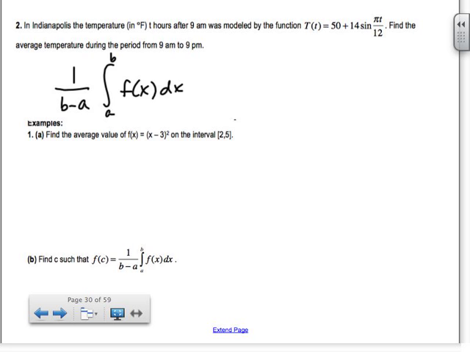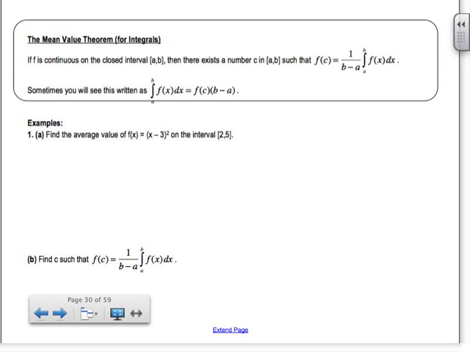All right, so the mean value theorem. This says exactly that. It says if f is continuous on the closed interval a to b, then there exists a number c in a to b such that f of c equals 1 over b minus a times the integral from a to b of f of x dx. Sometimes you'll see this written this way, so both ways. So there exists a c value where its height equals the average value.